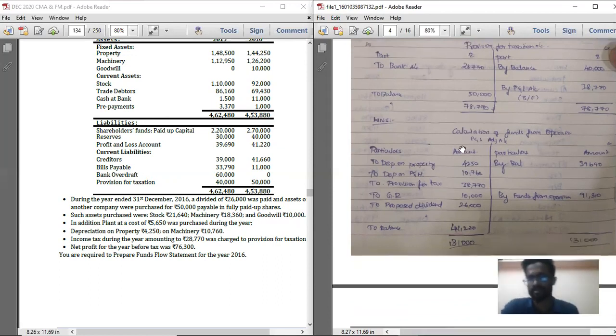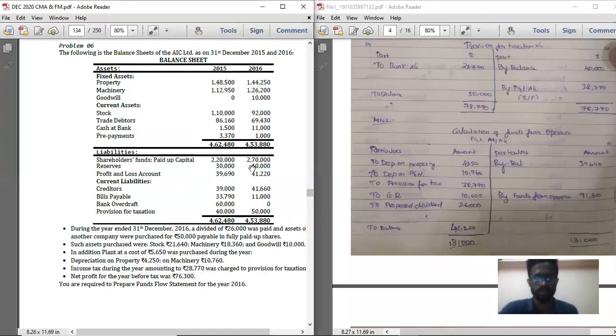Same concept. Again, funds from operations, P&L adjustment account, opening balance on the debit side, closing balance on the debit side. Then take down what is depreciation, what is provision for taxation, which we calculated in the adjustments, above statements. Then from general reserve, see, here general reserve they have given reserves. It has been increased to 40,000. So 10,000 has been transferred from P&L account to general reserve. So to general reserve 10,000.